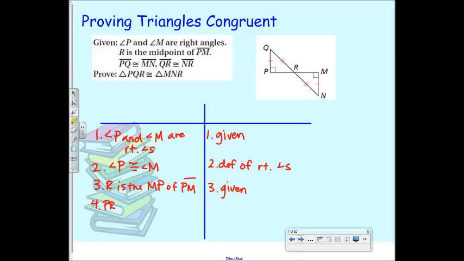Why? How do you know that? Those are sides, so they can be vertical angles. But R is the what? Midpoint. It's a line, and R is the midpoint of that. So that means that these two pieces have to be congruent. So the reason for this would be definition of midpoint. Good. Definition of midpoint.